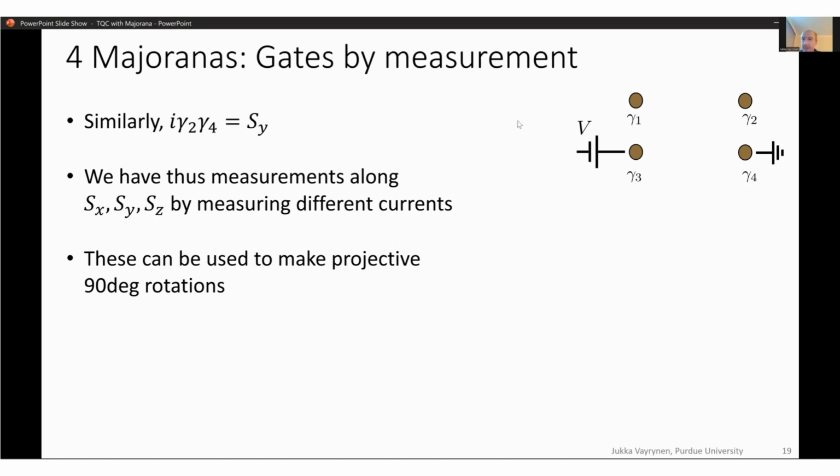So you can measure it by running current from gamma 2 to gamma 4. I don't know why I drew the voltage here. So in any case, if you can do these 3 different measurements, so you can connect the voltage source to any one of these, gamma 2, gamma 1, gamma 2, gamma 3, then you can do measurements of sigma x, y, and z by measuring these currents.